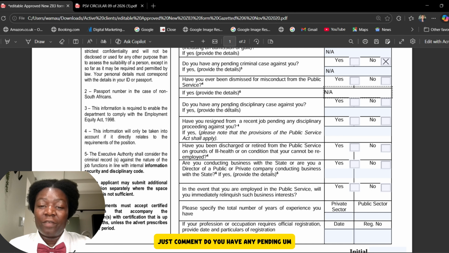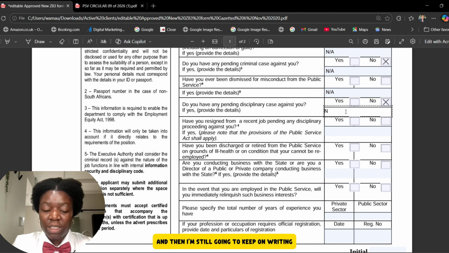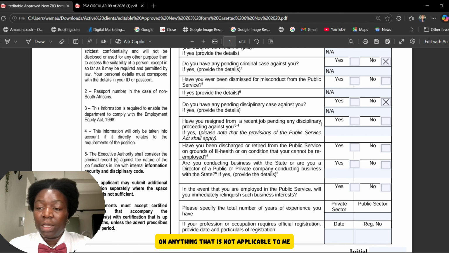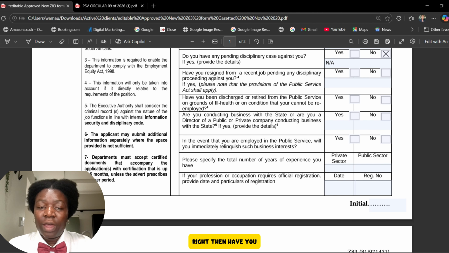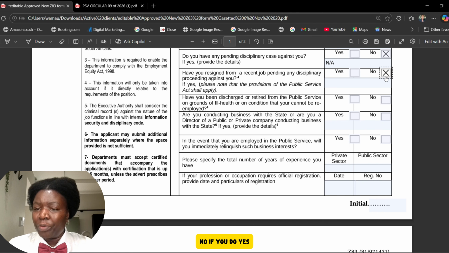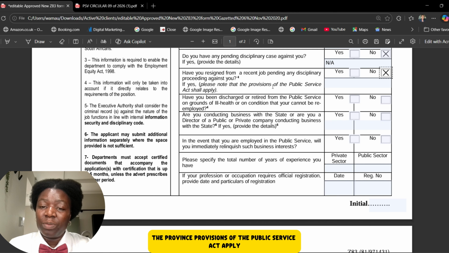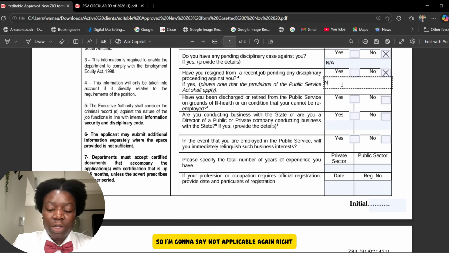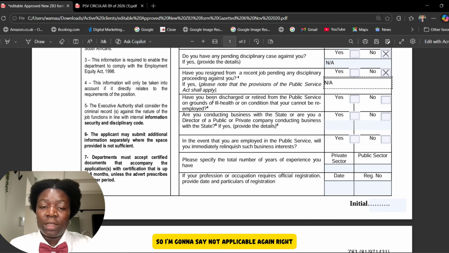Do you have any pending disciplinary case against you? If yes, provide details. I'm going to say no. And then I'm still going to keep on writing not applicable on anything that is not applicable to me. Right? Then, have you resigned from a recent job pending any disciplinary proceeding against you? No. If you do, yes, and then you specify. If yes, please note that the provisions of the Public Service Act shall apply. I don't even know what that means. Okay, so I'm gonna say not applicable again, right?